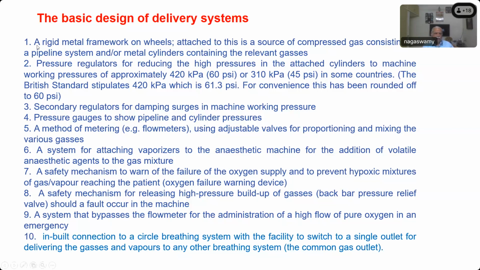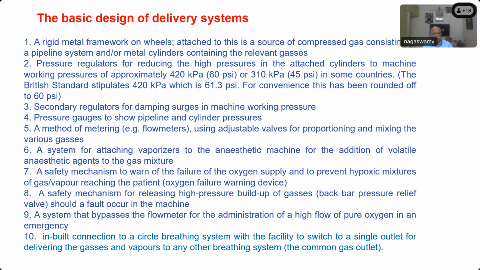So if you see the design, starting from the gas source, whether it is going to be pipeline or cylinder, pressure getting reduced through a pressure regulator, and if necessary a secondary regulator, coming through the flow meters, then through the vaporizers if necessary, and then coming out through the common gas outlet into the breathing circuits. So this is the basic design. Are you able to understand that? So however latest the anesthesia machine or workstation you buy, these will be the common components in that.